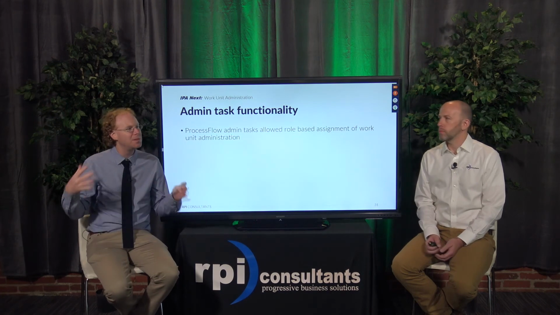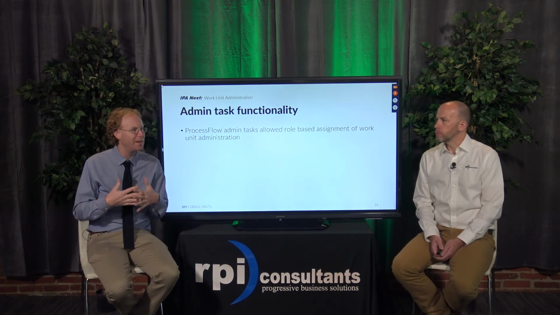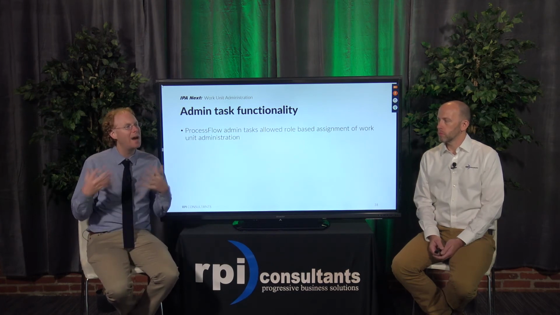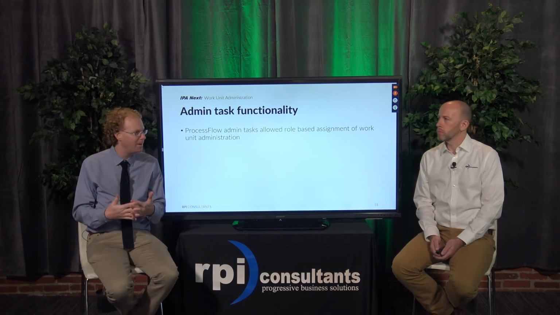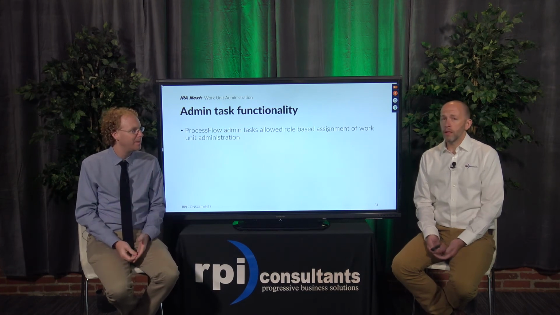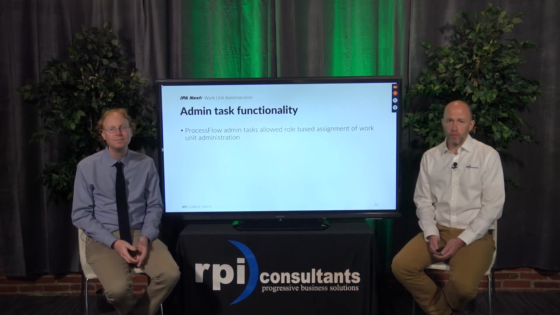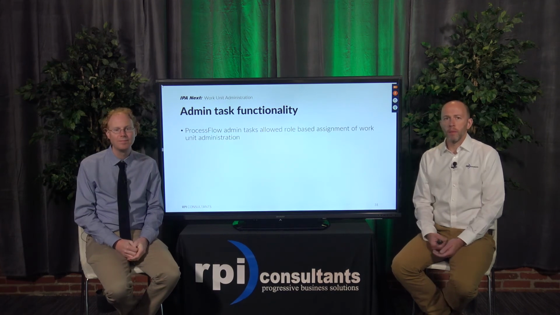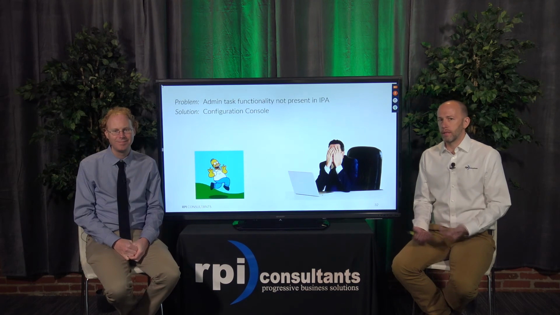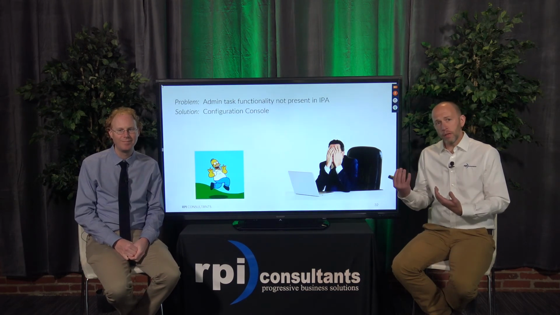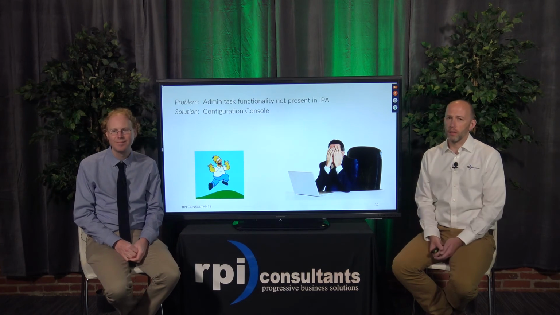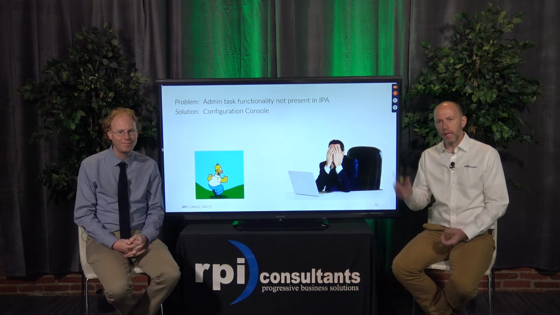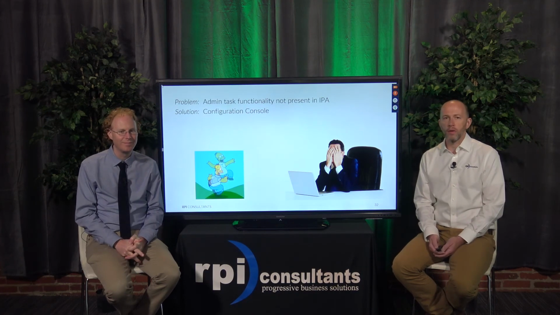But we don't want those two separate business areas walking all over the top of the same work units. So how do we help our business units focus on just the work units that are relevant to them? This was functionality that existed in the process flow utility, the previous version of process automation. The problem now in IPA is it doesn't exist anymore. But the good news is there is a solution, and that's Configuration Console. We can now tweak the system using Configuration Console to make it do that former admin task functionality.